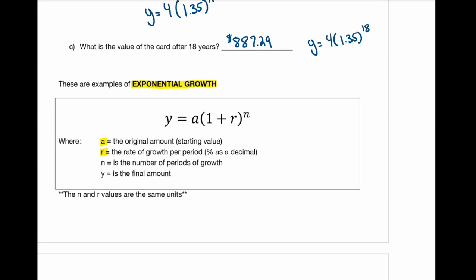So again, the main thing, if we go back up, is recognizing the equation for exponential growth. The a value is the original amount, the r value is the rate of growth per period as a decimal, the n is the number of periods of growth, and y is the final amount of whatever we happen to be looking at: population, dollars, whatever it may be. So we should be able to recognize this formula and how to use it, whether we're looking at a scenario where we're told the initial value and the growth rate, or a table of values where we can see the initial amount and determine the growth rate by looking at the ratio.